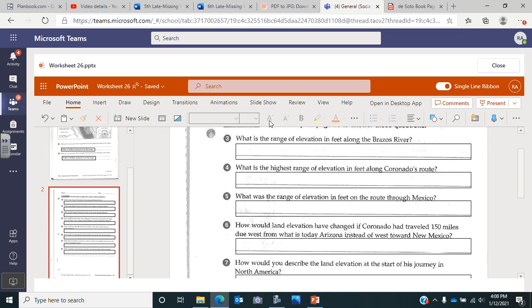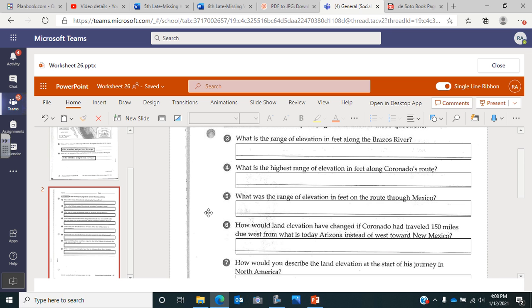Number 3 asks, what is the range of elevation in feet along the Brazos River? So you're going to find the Brazos River on the map and tell me the different elevations that are along the Brazos River. Then number 4 says, what is the highest range of elevation in feet along Coronado's route? So what was the highest elevation that he went through, looking at that map?